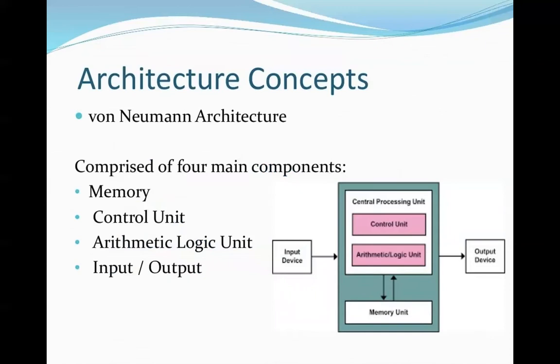Concepts. Von Neumann architecture. It consists of four main components: memory, control unit, arithmetic logic unit, and input output device. We can see that the control unit and arithmetic logic unit together make up the CPU. The CPU is connected to the memory unit and vice versa, and input goes via the CPU, and output goes to the output device.